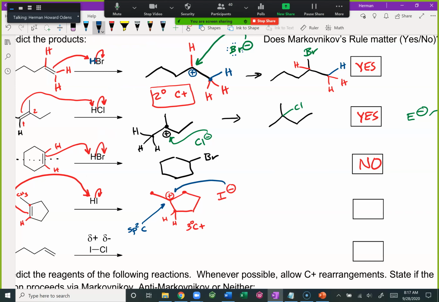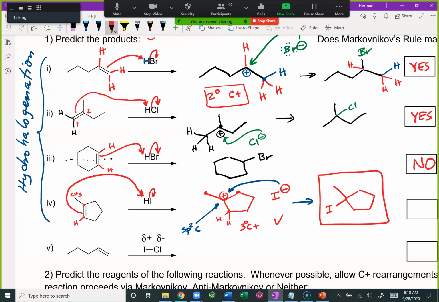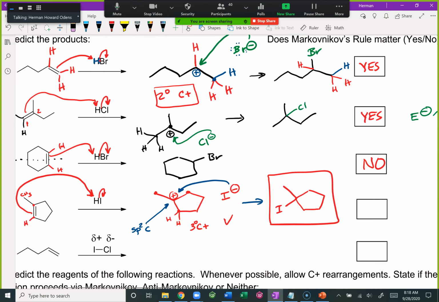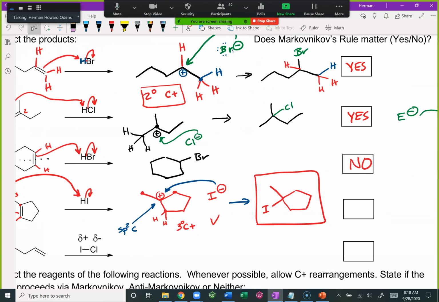So now this attacks here, and you make that. You can omit the hydrogen because now you know what this forms. So basically we're looking for this answer. All right, this is an intermediate that I don't necessarily need to write down because I'm trying to predict the products, but since I'm teaching you, I always write that down just in case.